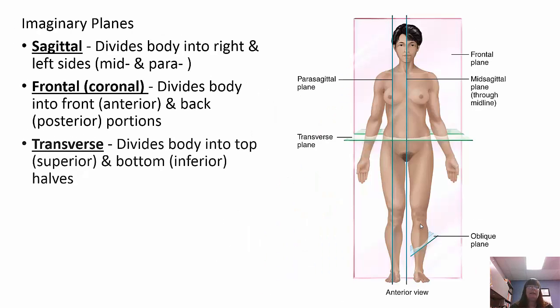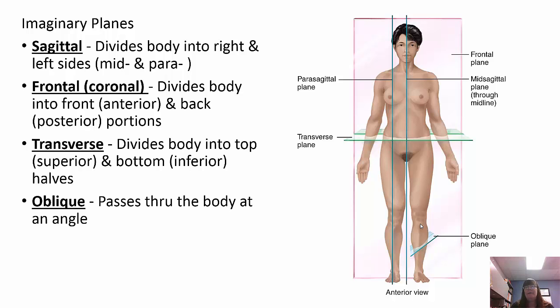Planes are cuts that are made. The sagittal divides the body into right and left sides. Mid-sagittal is equal portion right down the middle through the midline. Parasagittal is anything off of the midline. The frontal or coronal divides the body into anterior and posterior portions. And the transverse divides the body into superior and inferior halves. Oblique passes through at an angle.